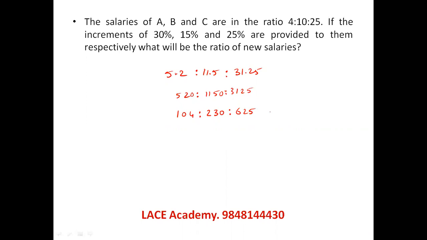Let us see the next question. Because 4 into 30% extra is 5.2, 10 added with extra 1.5 is 11.5, 25 added with 6.25 is 31.25. Into 100, into 100, into 100, I made 520, 1150, 3125. We removed all the decimals, then divided by 5, by 5, by 5. Let's see the next question.